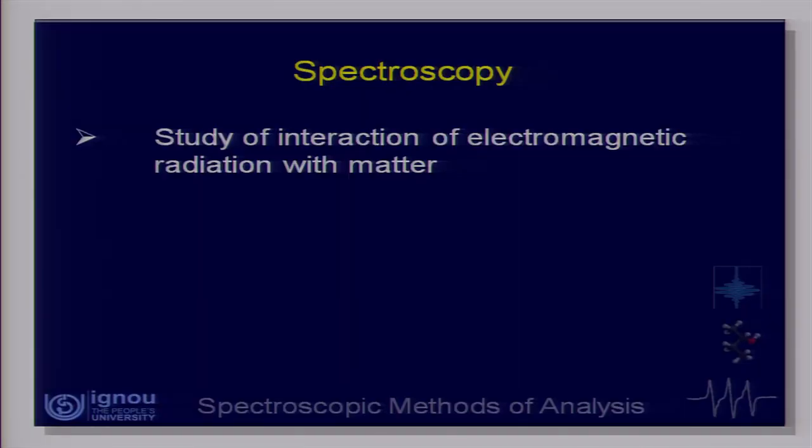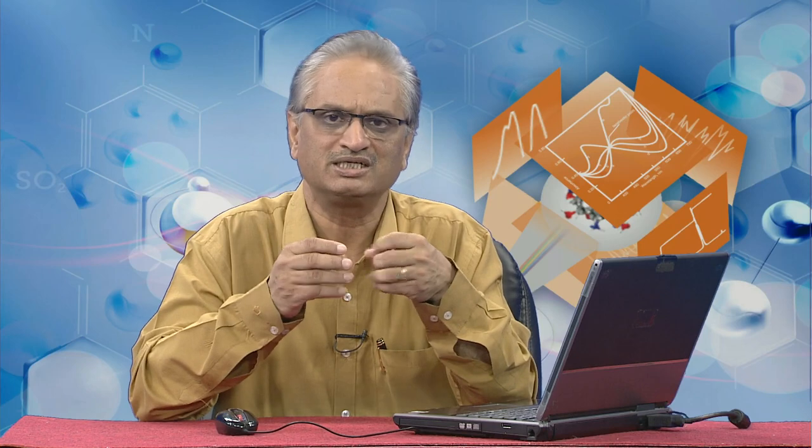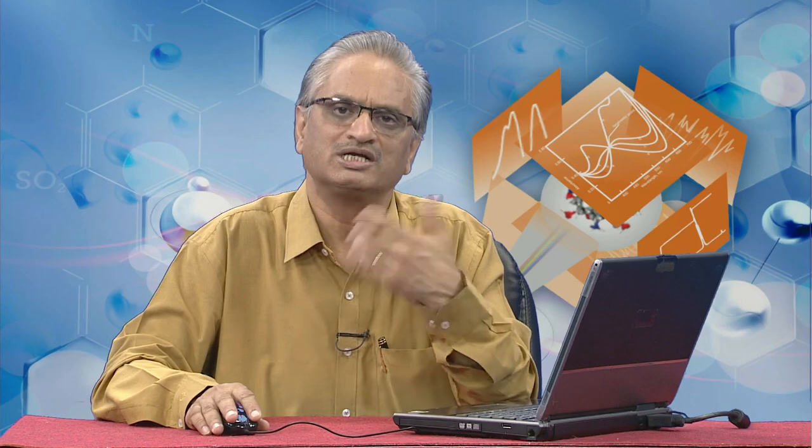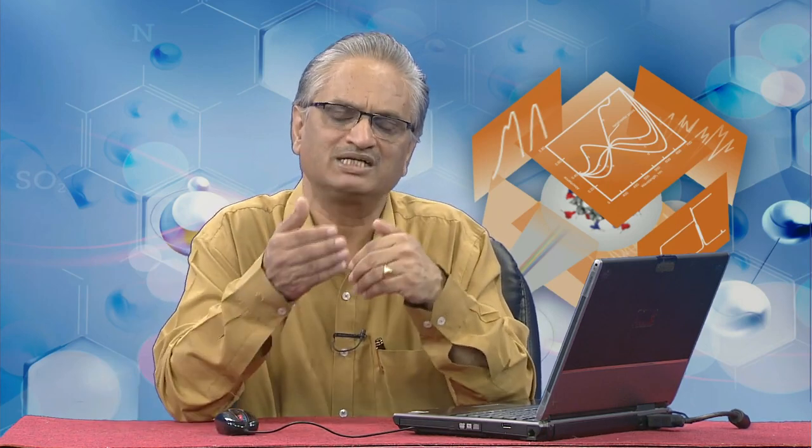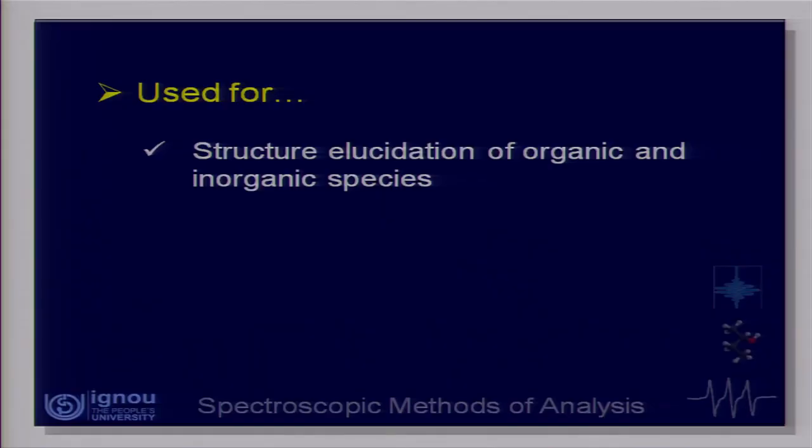Spectroscopy basically refers to the study of interaction of radiation and matter. Essentially what we have is radiation of different kind, and matter of different kind. Radiation and matter, the two interact. When the two interact, the interaction can be in terms of absorption of radiation, emission of radiation or scattering of radiation. The outcome of all those interactions is used to decipher or elucidate the structure of organic and inorganic species. That is one of the very important applications of spectroscopy.